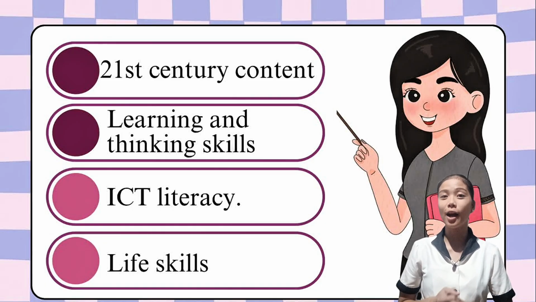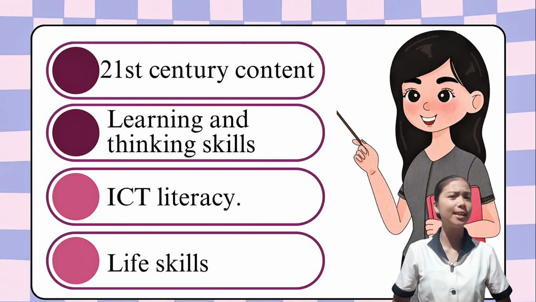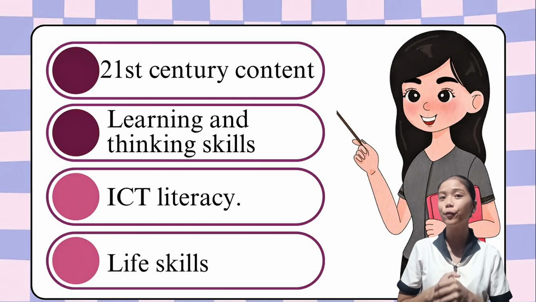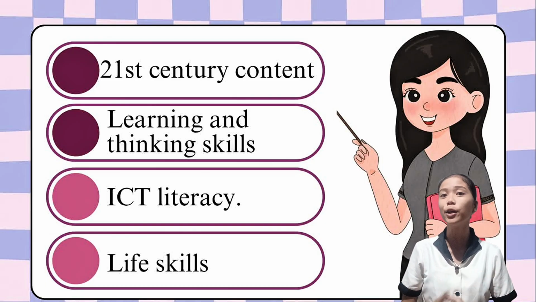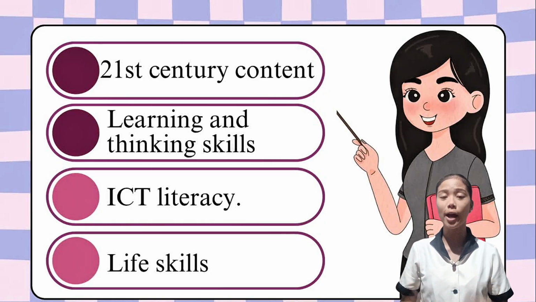Third is the ICT literacy. This means using technology not just for fun, but as a tool for learning so students know how to learn. And lastly, life skills: leadership, ethics, accountability, responsibility, and self-direction. All of these are important because they shape learners who can survive and succeed in the global society.